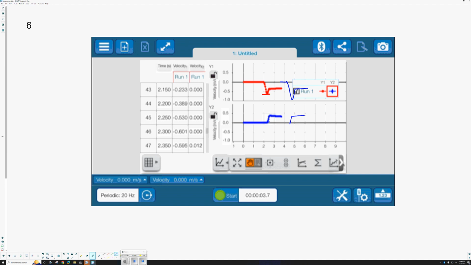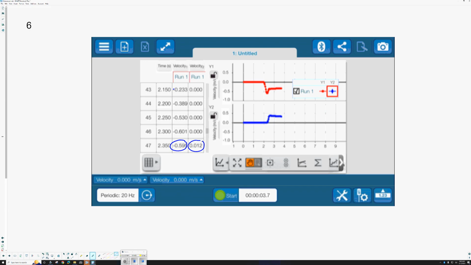Go to your table now. Let's look at our table. Chart number 1, the red one, negative 0.233, 0.389, 0.530, 0.601. Look, the red one's speeding up, right? Look at the blue one, 0, 0, 0, 0, right? The red one is speeding up, the blue one's not moving. Oh, wait, the red one is 0.595 and the blue one is starting to move. That's where the collision took place. Does that make sense?